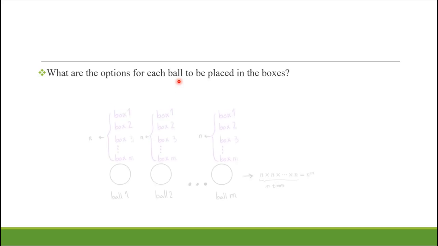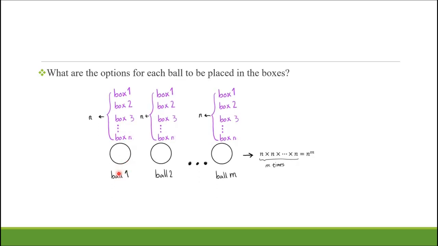Consider ball number 1. This ball can be placed in box 1 or 2 or 3 to box n. So it has n options. Now, consider ball number 2. Since there is no limitation for the number of balls in a box, this ball has n options as well as the first ball because it can be placed in box 1 or 2 or 3 to box n. In the same way, all of the balls have n options.